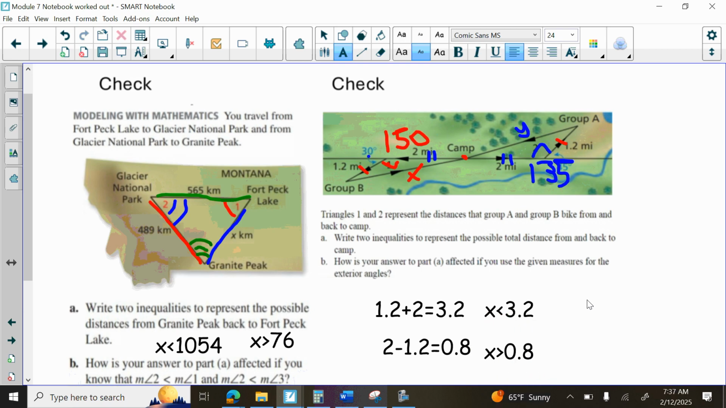Same thing for Y. So we can say that Y has to be less than 3.2 but greater than 0.8, right? Those are the inequalities. But which one has to be bigger? X has to be greater than Y. So that's basically it. Any question about that?